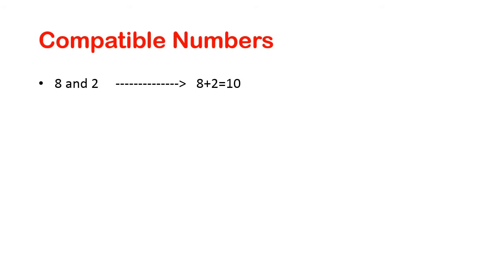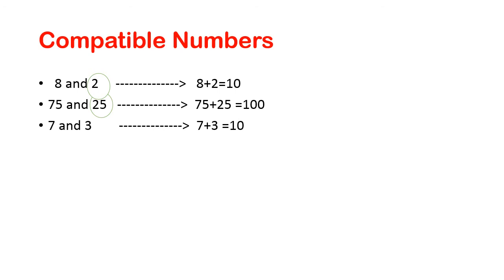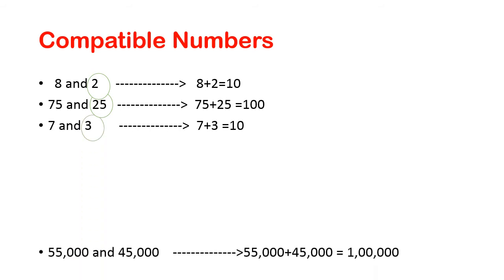When we round off 8 to the nearest 10, we have to add 2. So 8 plus 2, we get 10. So here 2 is the compatible number. The same way, when we round off 75, we have to add 25. So 25 is the compatible number. The same way, when we round off 7 to the nearest 10, we have to add 3. So 3 is the compatible number.